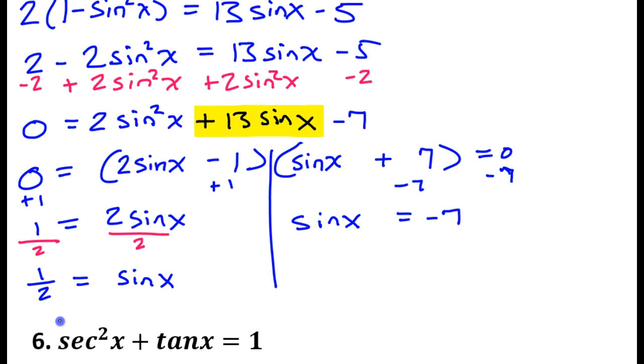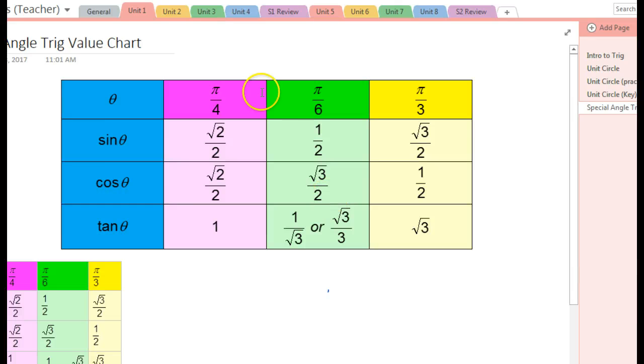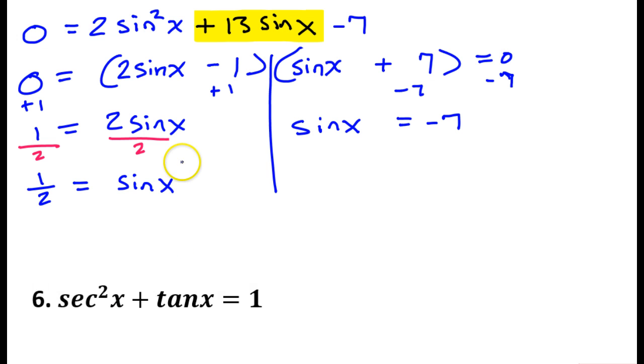Let me see. I need to give myself a little bit more space. What angle will give me a sine of 1/2? Sine of what angle is 1/2? Well, that's one of those things that we have memorized. Everything on this chart you should have memorized. So sine of pi over 6 is 1/2. You should have that memorized. That tells me what the reference angle is.